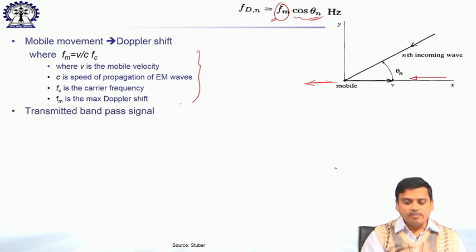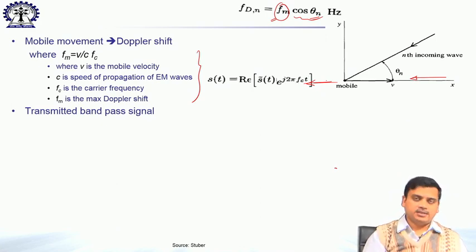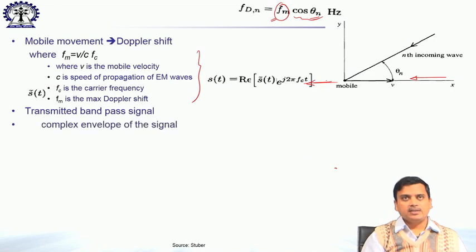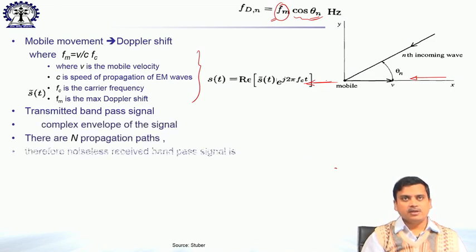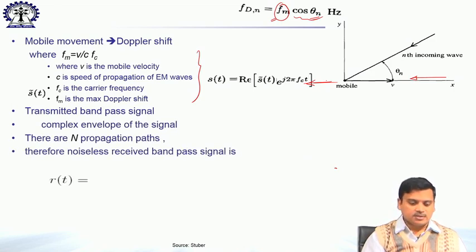So, the transmitted band pass signal one would usually write as the real part of the baseband complex envelope S tilde t e to the power of j 2 pi f c t. That is a standard model, and S tilde t is the complex envelope of the signal. There are n propagation paths, and therefore, the received signal R t.